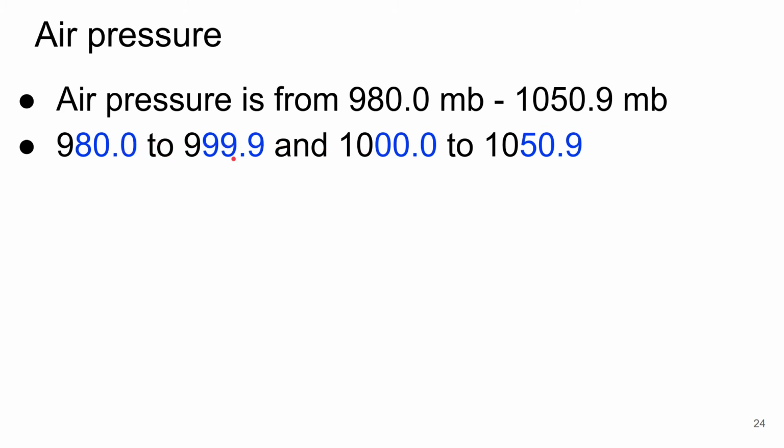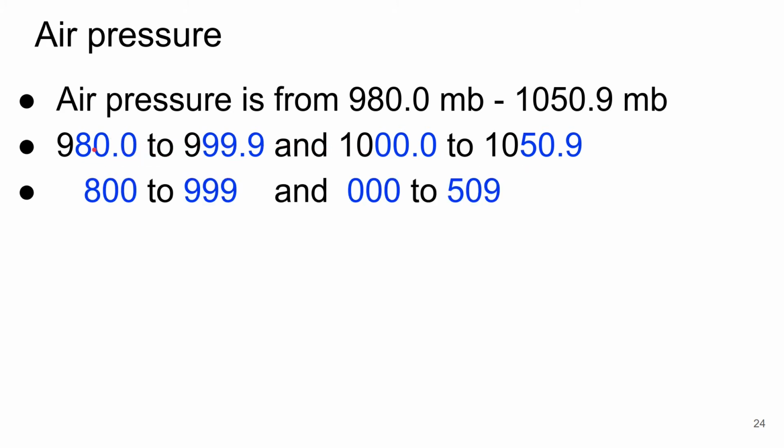And I've put the last 3 digits in blue, so that if the air pressure was, for example, 980.0 on the map, that would be written as 800. If it was 999.9, that would be written on the map as 999. If it was 1000.0, that would just be written on the map as 000. If it was 1050.9 on the map, that would be 509. So if you look at the leading numbers, right? Once you're down to the 3 digits, you're only going from 800 to 999, or the leading digit is from 0 to 5, which is going to make it pretty simple.